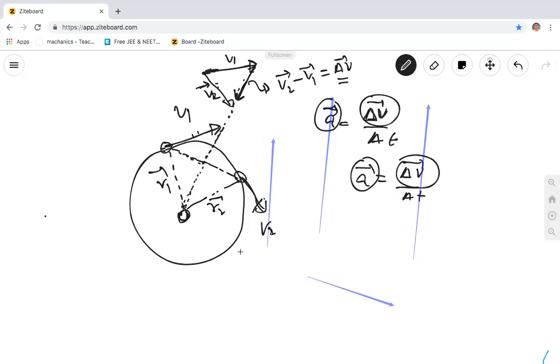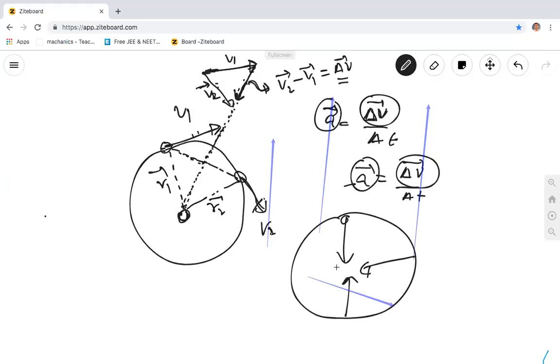Have you understood this now? This change in velocity has the same direction as what? Towards the center. That is what I wanted to prove, that acceleration has the same direction as towards the center. That when a particle moves in a circle, this is the direction of acceleration. In fact, acceleration direction is along the radius vector.